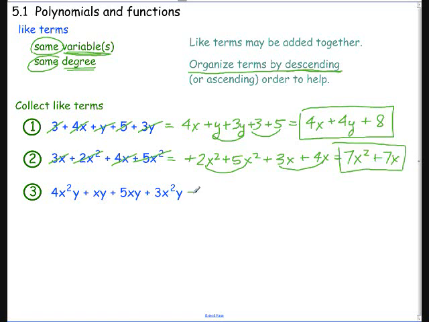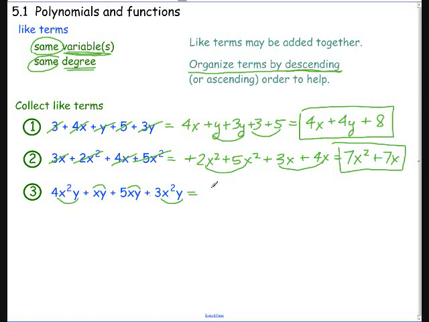Doing it again. Let's see how this one works out. Now this one is blowing my mind. Let's see, do I have any that match? These two match. Oh, and these two match. All of these expressions have x and y. They have the same variables, but they don't have them to the same degrees. These are both to the first degree, and this one we have x to the second.